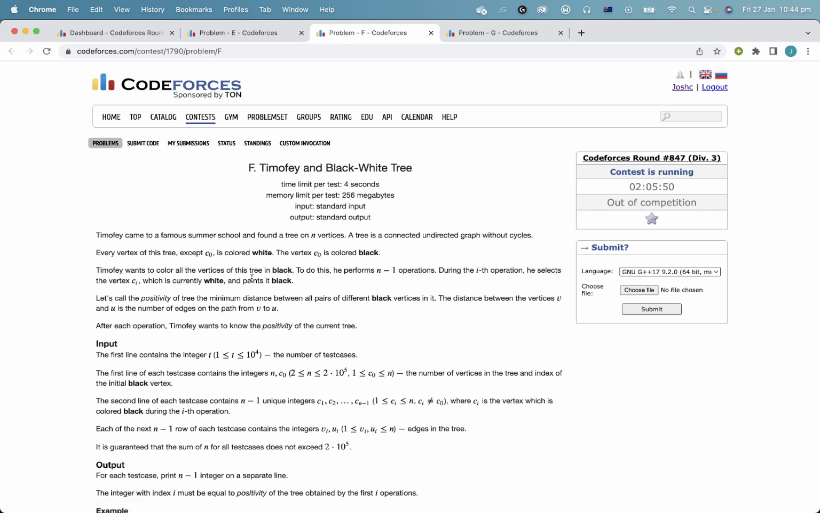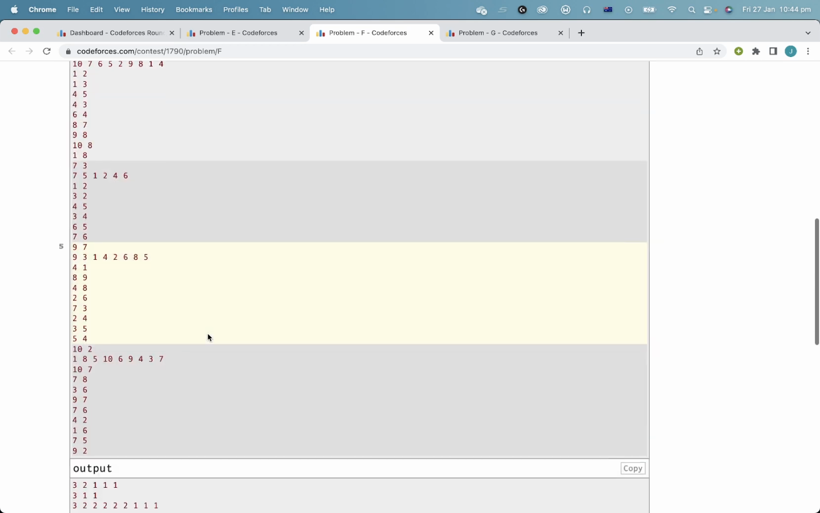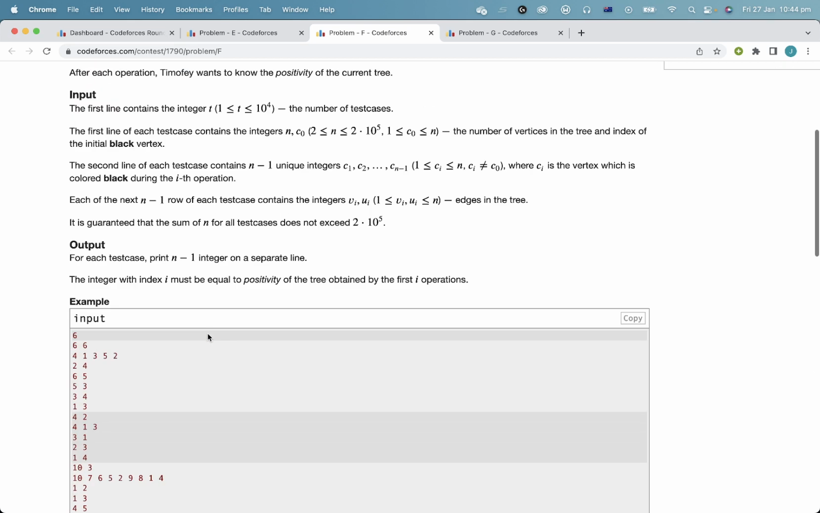Vertex is white except for one is black. Set to white vertex, white and black. The main difference between all pairs of different. I see.